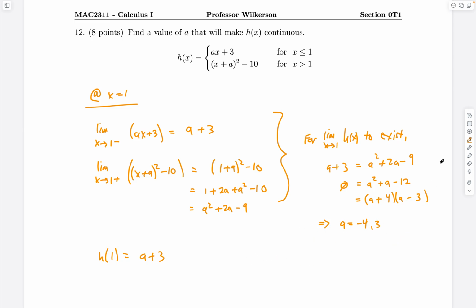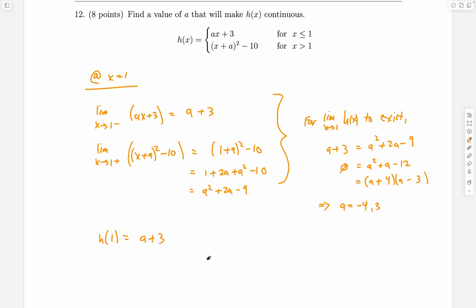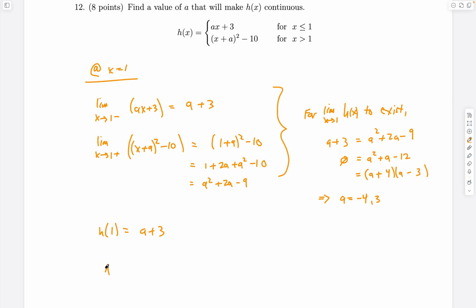So here, maybe I say, all right, at 3, that would be the value that makes this continuous. I would just say, at a equals 3, the limit as I go to 1 of h of x would also equal h of 1, which when I plug in 3, that would be 6, right? So here when a is 3, 3 plus 3 is 6. Here a would be 3, 3 plus 3 is 6. And then if you plug it in here, 3 plus 1 is 4. 4 squared is 16, minus 10 would be 6, right?